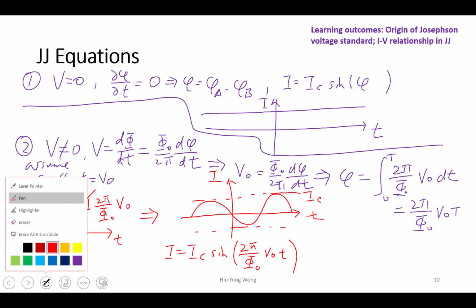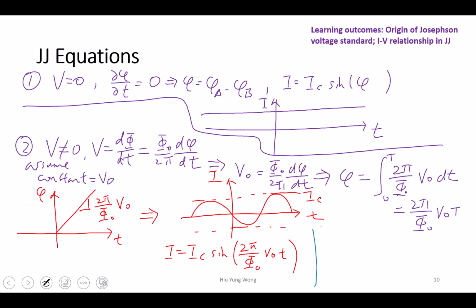Why this is one very important application is the definition of volt. How do you define a volt? Is that a frequency? It's volt. So if you go through the math, right? If you go through the math, you see that the oscillator frequency divided by the voltage across it is just equals to 2e divided by h.